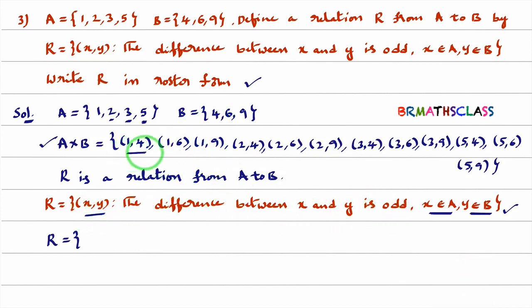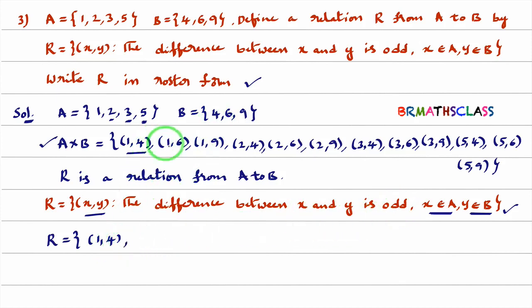For example, you take the ordered pair 1 comma 4. What is the difference between 1 and 4? To avoid confusion, you take the bigger number and subtract the smaller number. 4 minus 1 is 3. Is 3 an odd number or not? So the difference between x and y is odd, and the ordered pair 1 comma 4 comes to this relation. Why? Because the first element 1 is in set A, 4 is in set B, and the difference between 1 and 4 is an odd number.